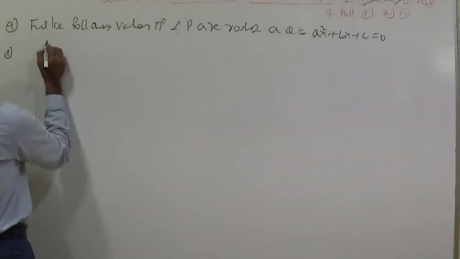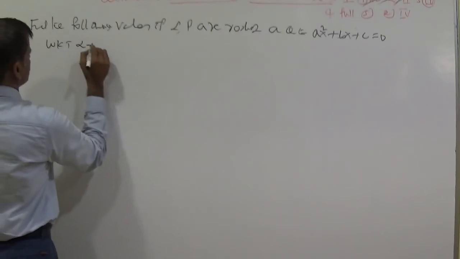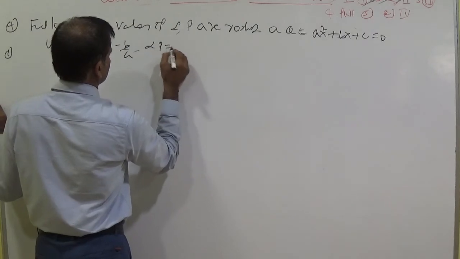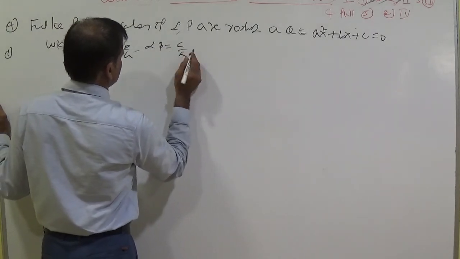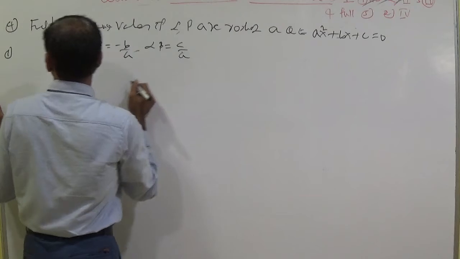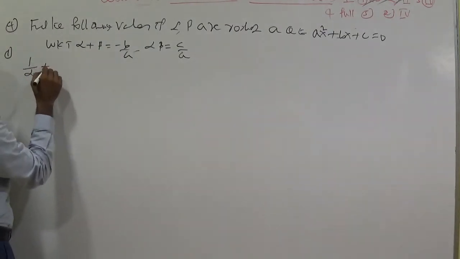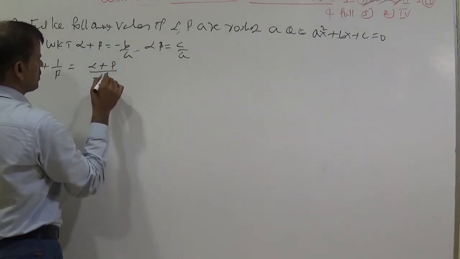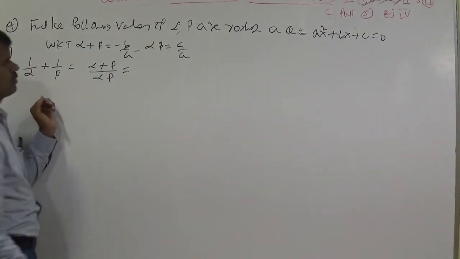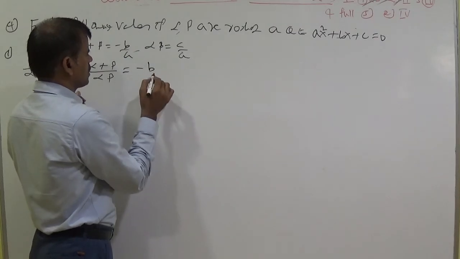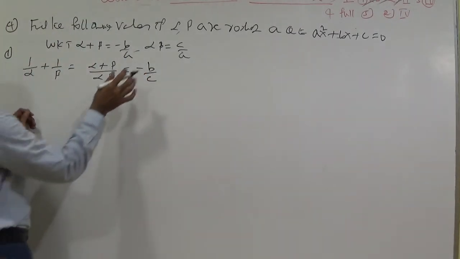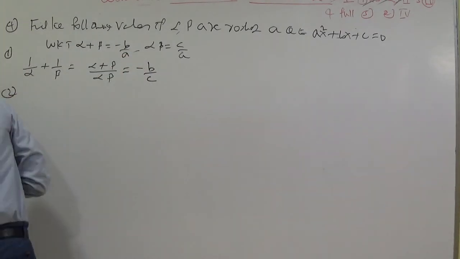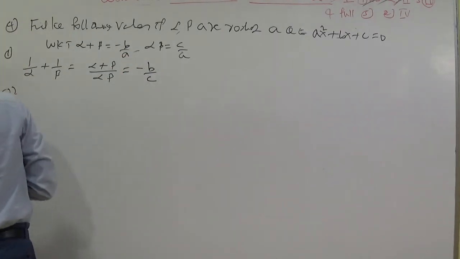First one, simply I am writing, we know that alpha plus beta equal to minus b by a, alpha beta equal to c by a. First one, here you should calculate 1 by alpha plus 1 by beta. So take LCM, it becomes alpha plus beta by alpha beta. You can write this as minus b by c directly. Minus b by a and c by a will be getting cancelled. Second one, 1 by alpha square plus 1 by beta square.